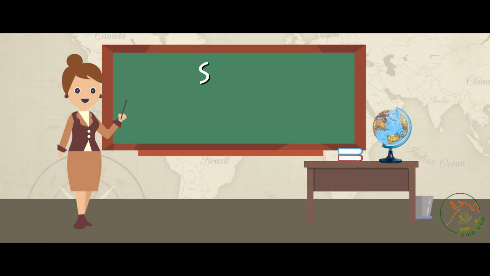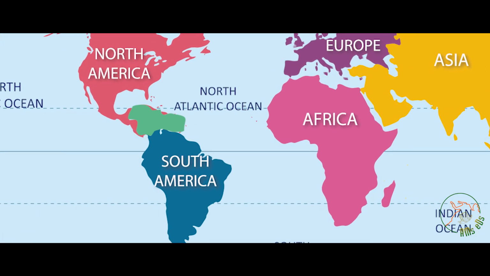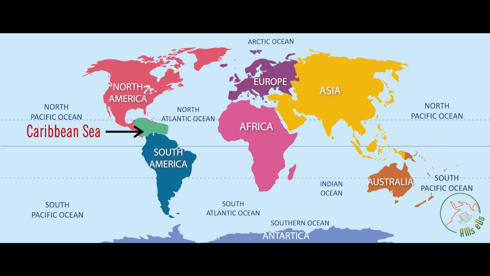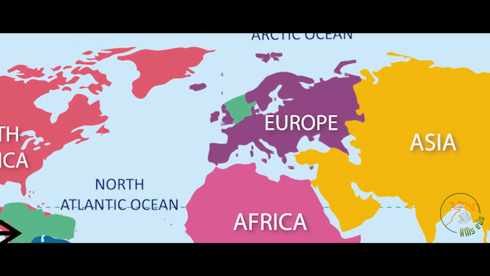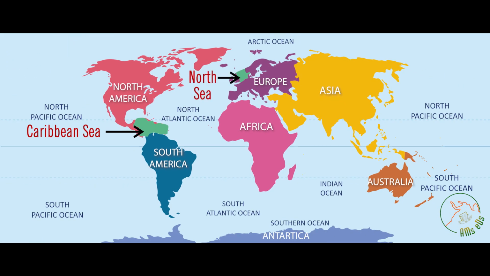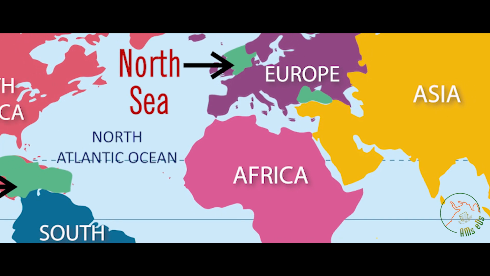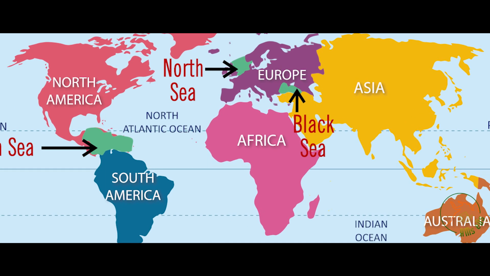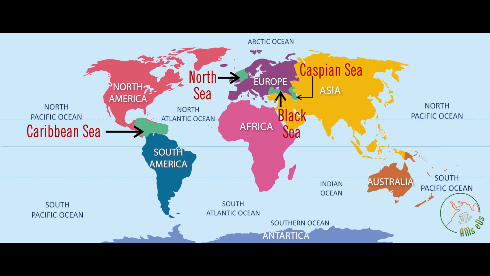Now, let's continue with the seas. The Caribbean Sea is a part of the Atlantic Ocean southeast of the Gulf of Mexico. The North Sea is an epeiric sea which is also a part of the Atlantic Ocean. The Black Sea is a large inland sea or marginal sea of the Atlantic Ocean at the southeastern end of Europe. The Caspian Sea is an inland body of water between Europe and Asia.